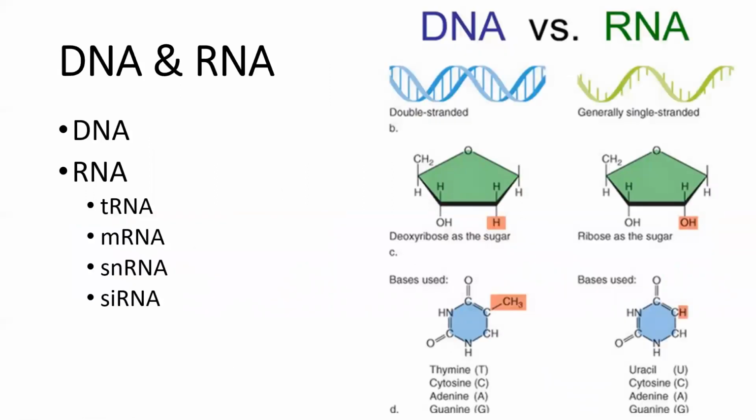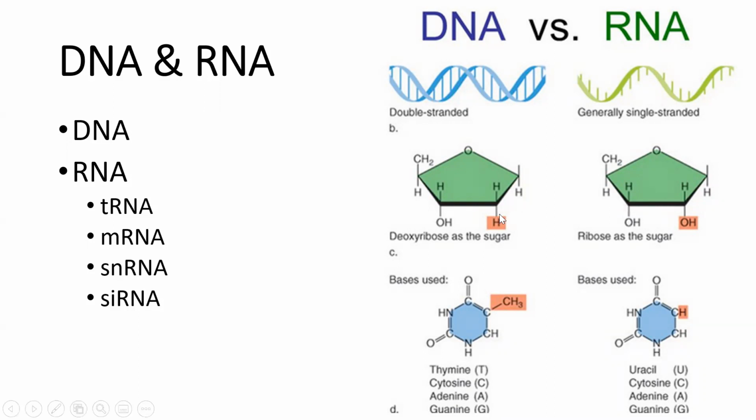All right, so let's look at the differences between DNA and RNA. First of all, DNA is a double-stranded molecule. So easy: DNA, double-stranded, D double, okay? So DNA is a double-stranded molecule. The sugar found in DNA is deoxyribose.